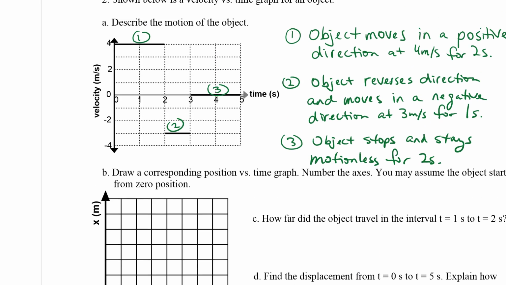Here in the first segment, it's moving in a positive direction. So here's a big piece on your review. On a VT graph, this area here is going to tell you your displacement. Because think about what's going on here. This is kind of neat.